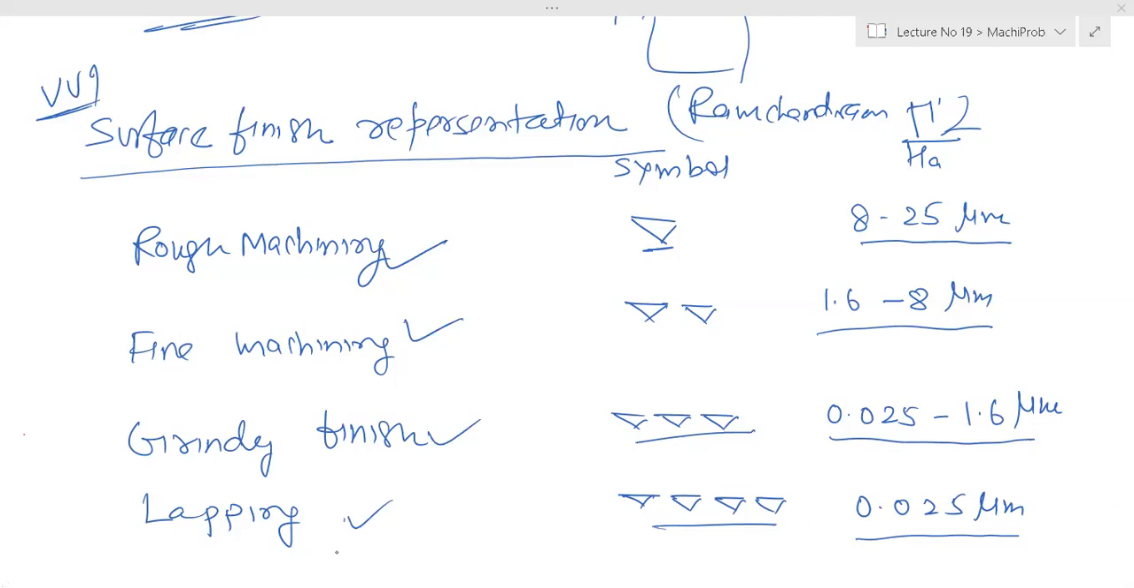So everybody understood this, or shall I repeat? Surface finish. Everybody understood this much? At least you have to remember this much, that is the minimum, because many things are there, but I taught the minimum things.